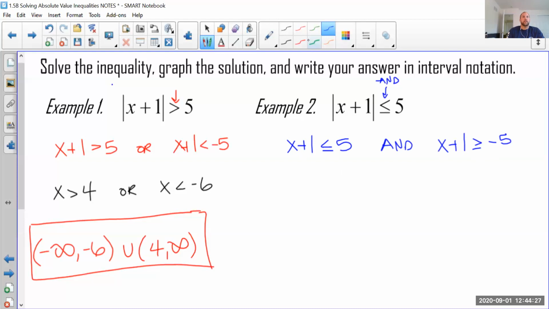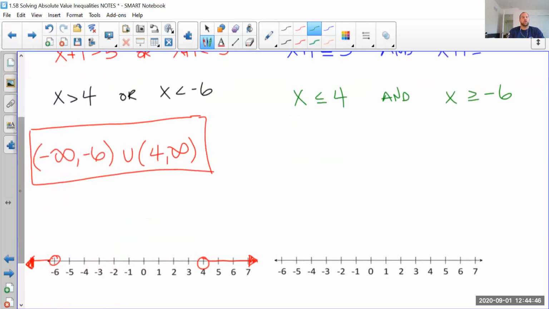And then we just solve. So again, subtract 1. So x is less than or equal to 4. And subtract 1, x is greater than or equal to -6. We go down to our graph here. So we have a closed circle at 4 going less than. We have a closed circle at -6 going greater than.